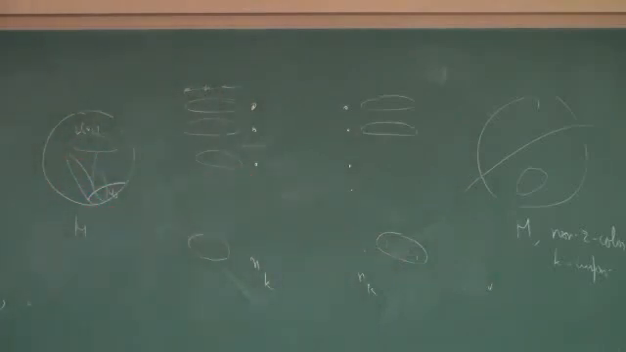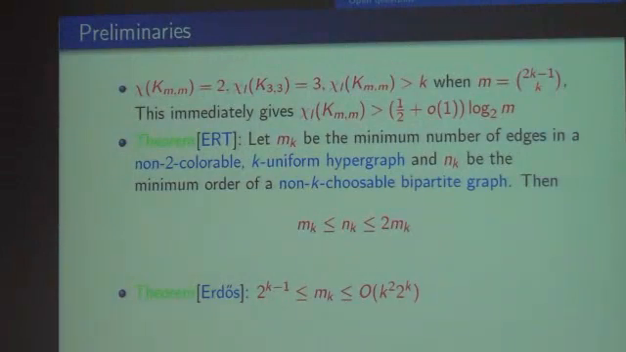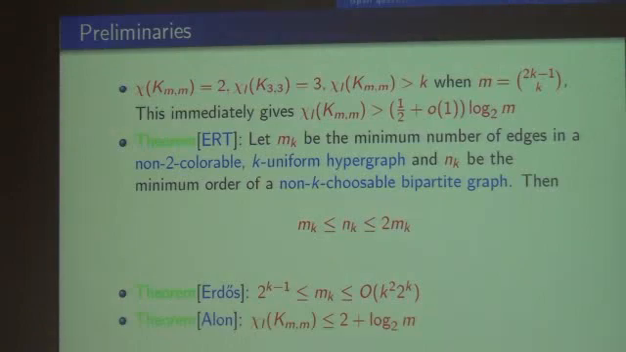So that's the idea, and Erdős actually proved in the 60s that m_k is bounded by this. That's the very first application of the probabilistic method, I think. He showed that there is a k-uniform non-two-colorable hypergraph with about k squared 2 to the k edges. From here, if you solve for k, you get (1 + o(1)) log m. So we actually showed that chi L of K_{m,m} is (1 + o(1)) log m. Okay, so the first example was a naive, very straightforward one.